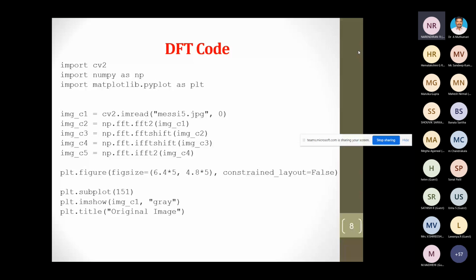So the first part of this coding is importing the required packages. Why is it required? I'm going to make use of these packages for reading my image. What is the input image? Messy 5.jpg. I told you there are many different formats available. For all these formats, we can make use of these packages for reading. CV2 is supporting that.